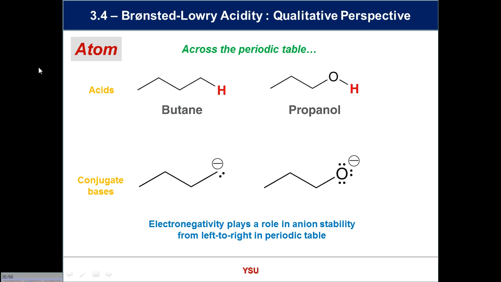So we'll talk about the effect of the atom. What type of atom is involved in the bond to hydrogen, and how does that affect the acidity of the acid, and on the other side of the equation, how does it affect the stability of the base, or the strength of the base. So we just said that the pKa of this guy up here was 50, right?